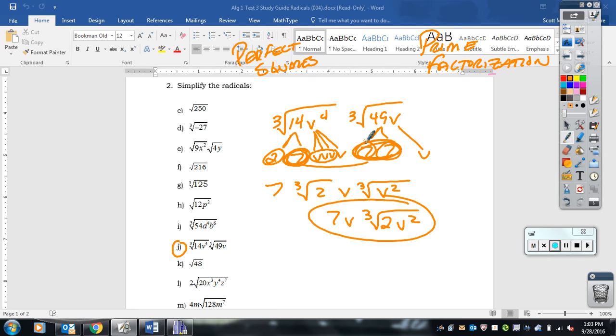Again, a triplet, 7 and 2 other 7s. One of these goes outside, and there's the cube root of 2 and 2 v's on the inside, or v squared.